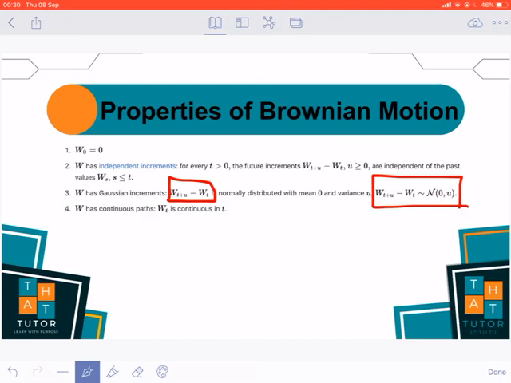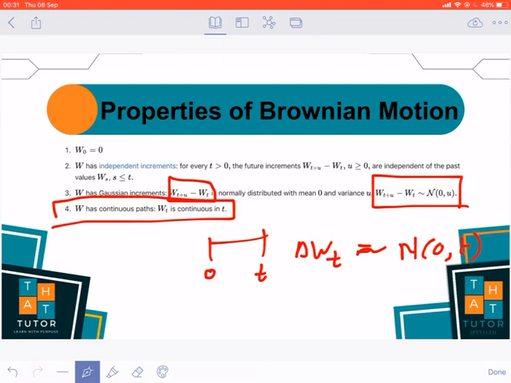So if it's going to travel from this time to here, this Brownian motion, or this change of time, is going to have a normal distribution of 0 and time t. And also, the Wiener process is going to be continuous. So these are the properties of the Brownian motion.